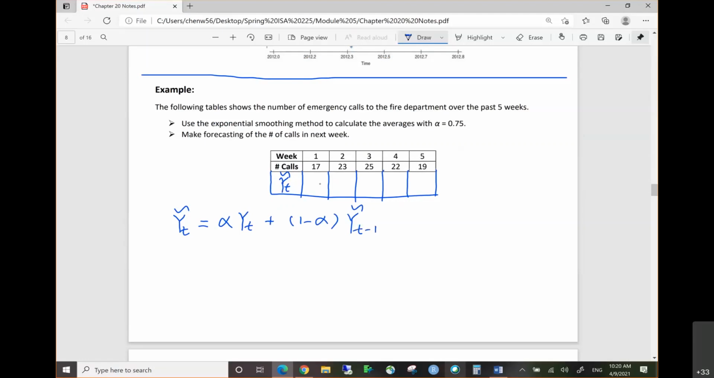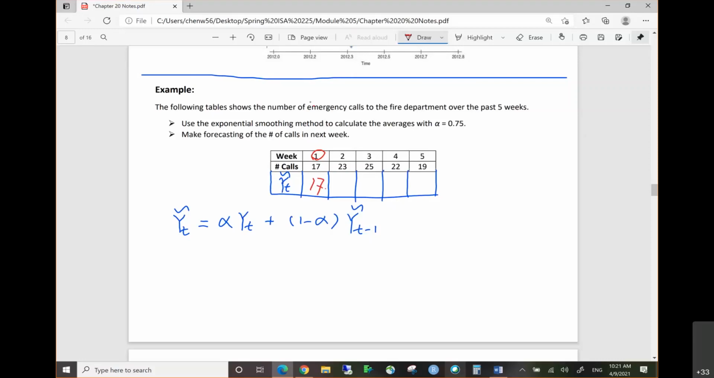All right, okay, now let me show you how to do this. First, for the first week, by the formula, the current value, the recent value, is this 17, right? But do we have the previous estimated value? No, right? So in this case, as a starting point, we just use its original observed value. We just use the 17 as the first week estimated value. So this is a starting point.